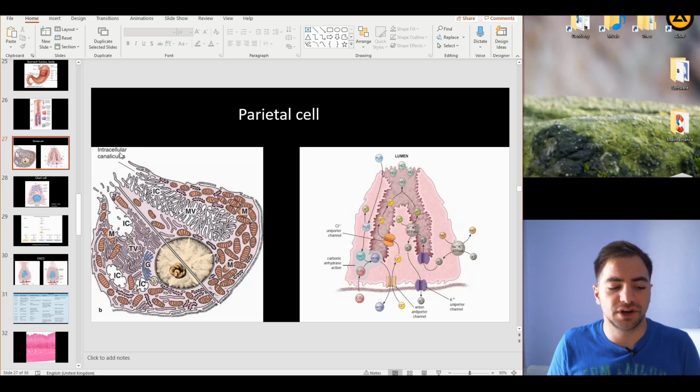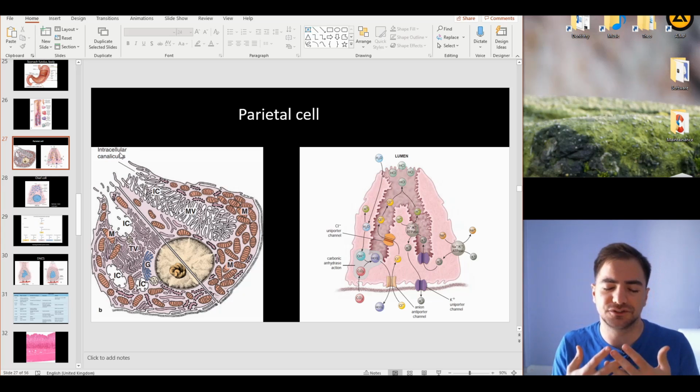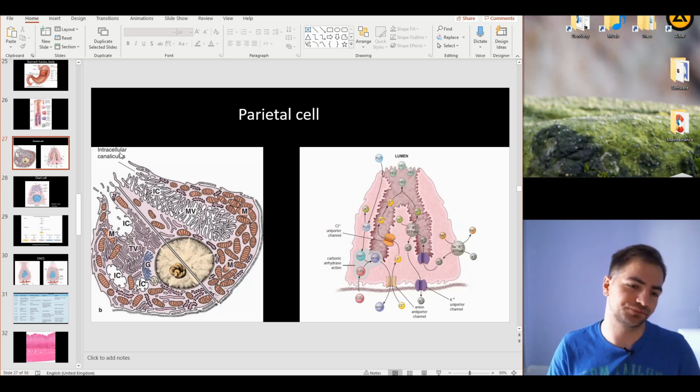So I told you so far that this cell has many ports, many pumps that allow for these molecules and substances to form. The thing is that all of these pumps require ATP, and this is why we see that the parietal cell is filled, and literally filled, with mitochondria, because we have a very high requirement for ATP, simply because of the high amount of pumps throughout the whole cell.